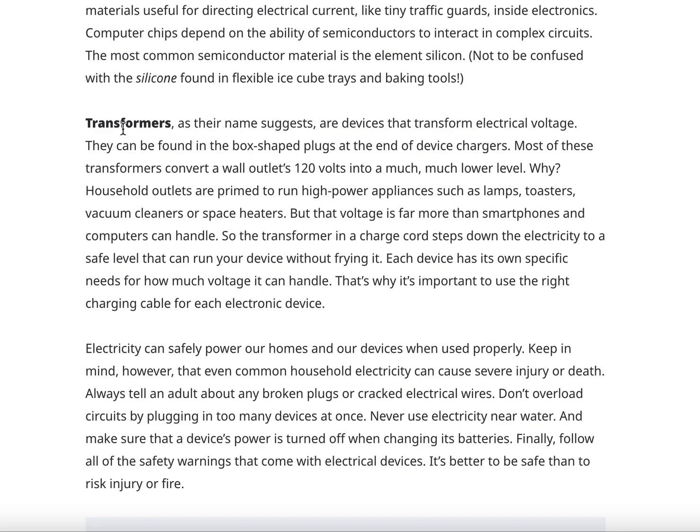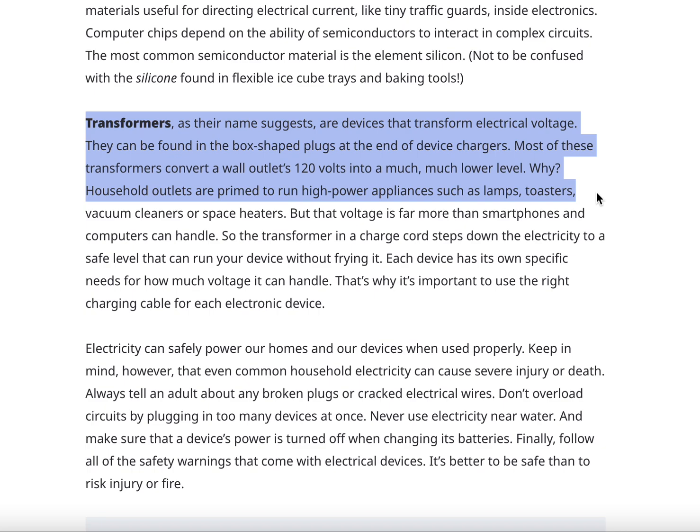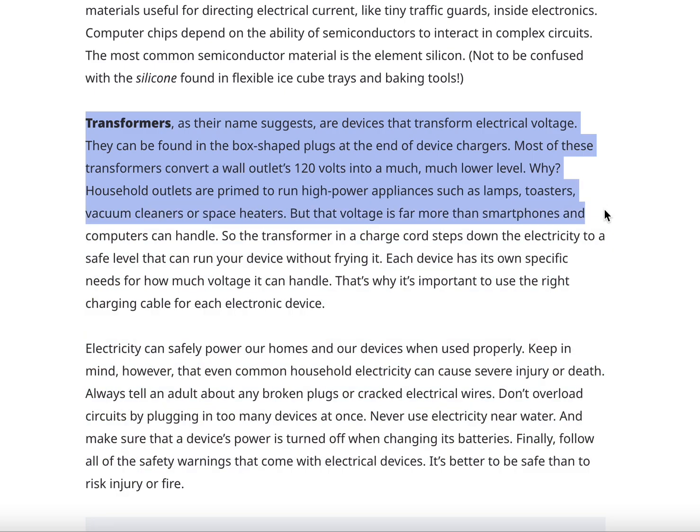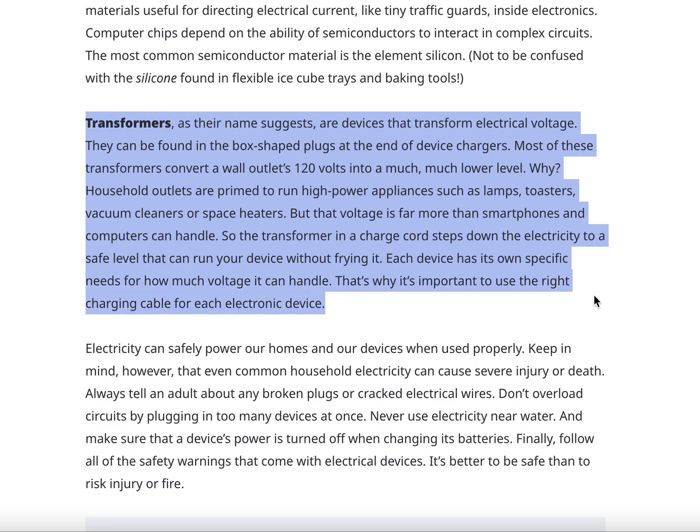Transformers, as their name suggests, are devices that transform electrical voltage. They can be found in box-shaped plugs at the end of device chargers. Most of these transformers convert wall outlets of 120 volts into a much, much lower level. Why? Household outlets are primed to run high-power appliances such as lamps, toasters, vacuum cleaners, or space heaters, but that voltage is far more than smartphones and computers can handle. So the transformer in a charge cord steps down the electricity to a safe level that can run your device without frying it. Each device has its own specific needs for how much voltage it can handle. That's why it's important to use the right charging cable for each electronic device.